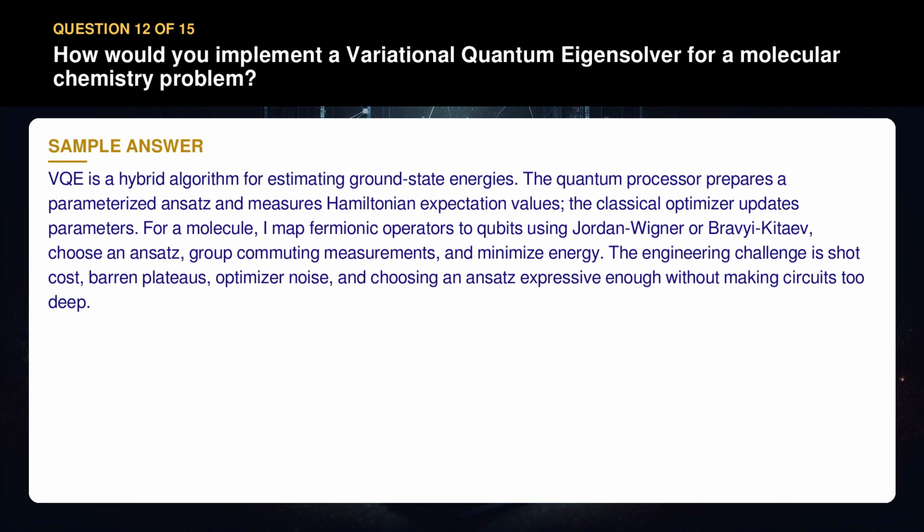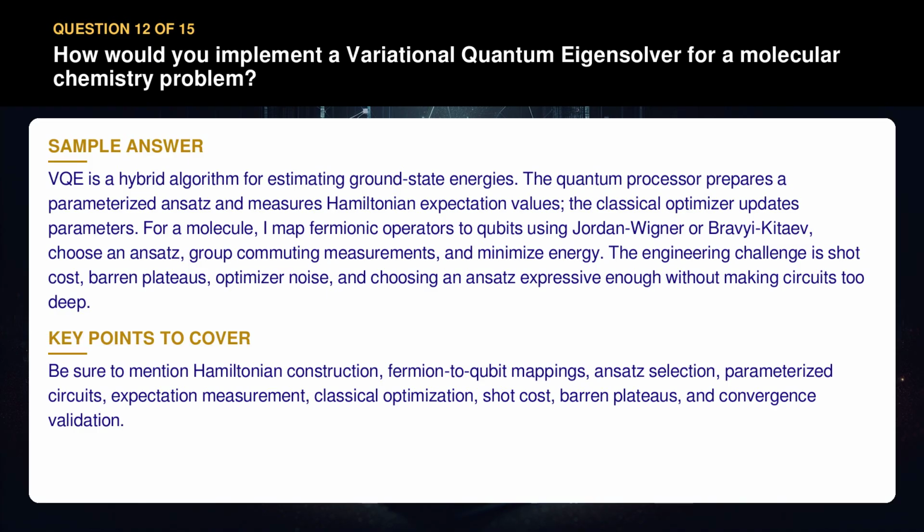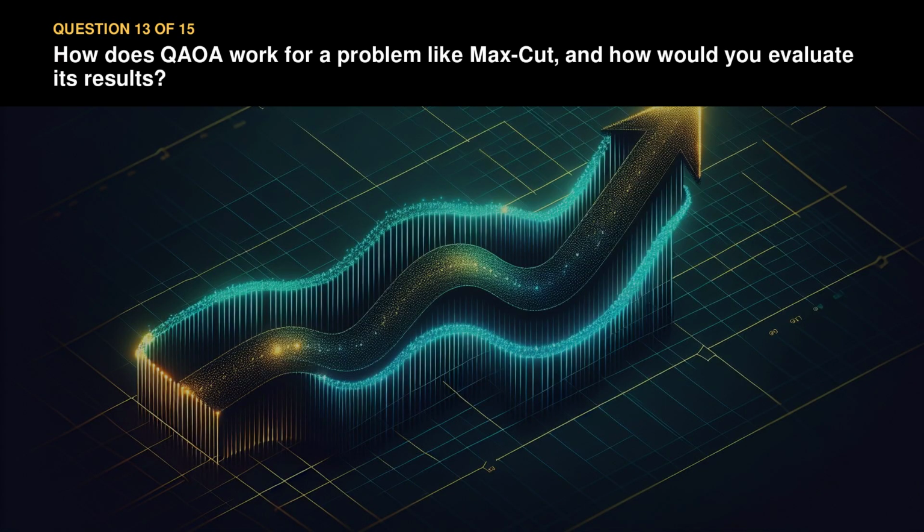Be sure to mention Hamiltonian construction, fermion to qubit mappings, ansatz selection, parameterized circuits, expectation measurement, classical optimization, shot cost, barren plateaus, and convergence validation. Question 13. How does QAOA work for a problem like MaxCut, and how would you evaluate its results?